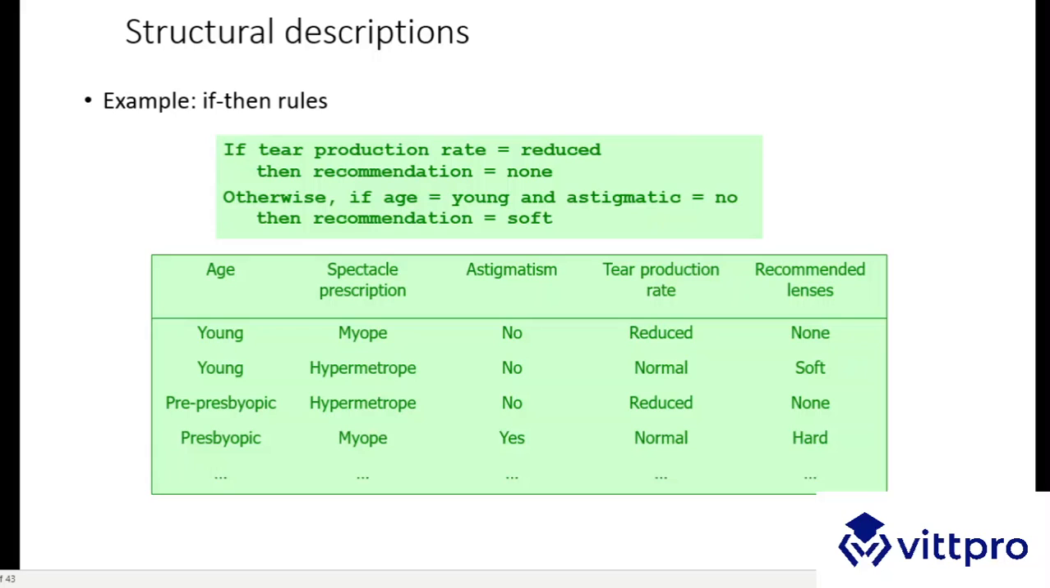So the black box basically, if the system is not able to identify the if-then rule, so there's no structure, there are no clear rules, then it's a black box. But if there are clear structural definitions, the if-then rules, then it's a structural description.